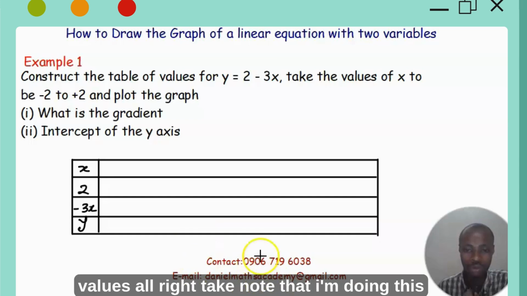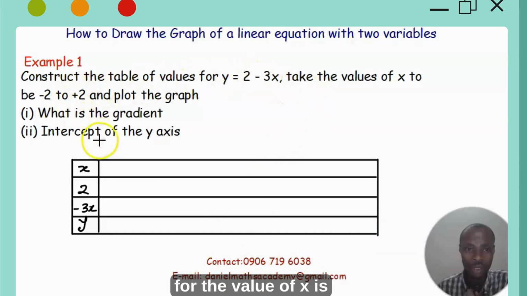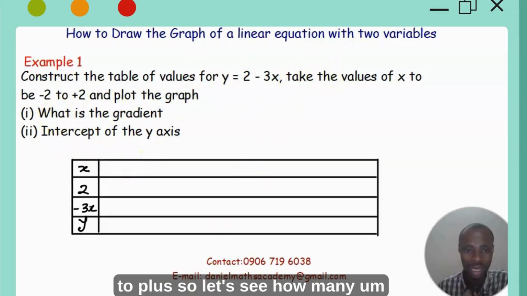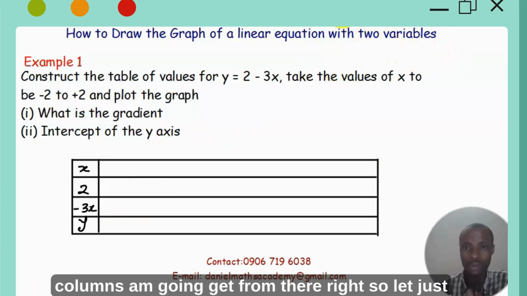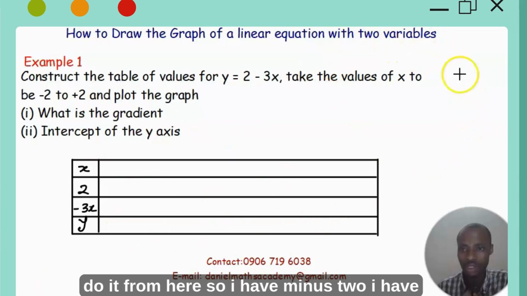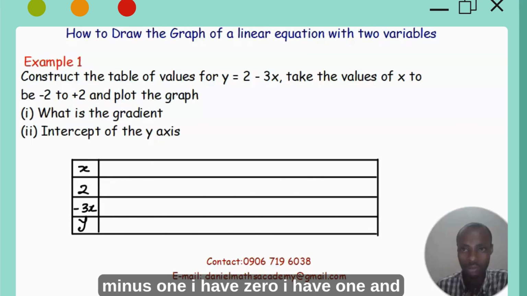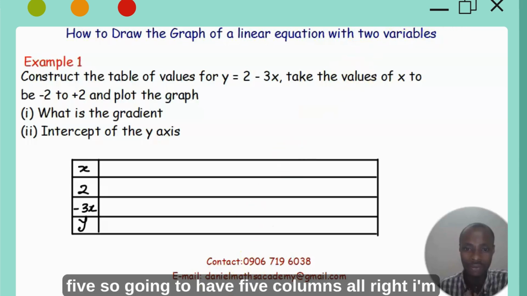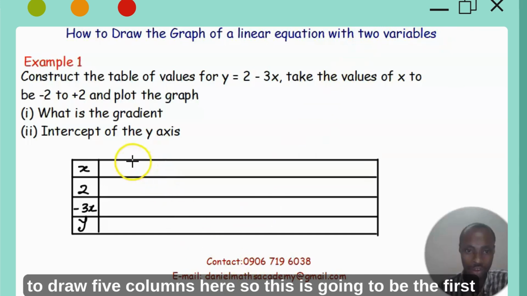Take note that I'm doing this for the value of x from minus 2 to plus 2. So let's see how many columns I'm going to get from there. I have minus 2, I have minus 1, I have 0, I have 1, and I have 2. So this is going to be 1, 2, 3, 4, 5. So I'm going to have 5 columns. All right, so I'm going to draw 5 columns here.